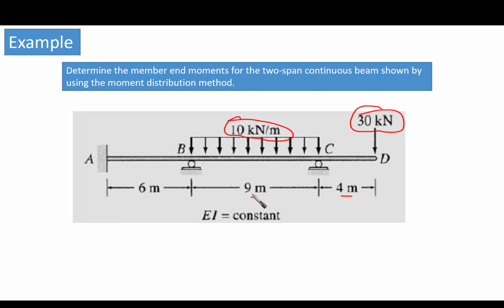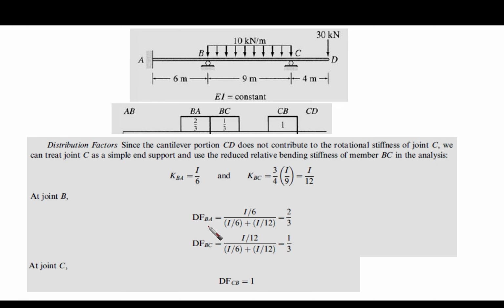So we have here, as you can see, different spans. The first one is fixed. Here it is a roller, here it is a roller, here it is a cantilever. So we have EI, it is constant for all of them. Okay, now let's go and try to implement what we have learned.